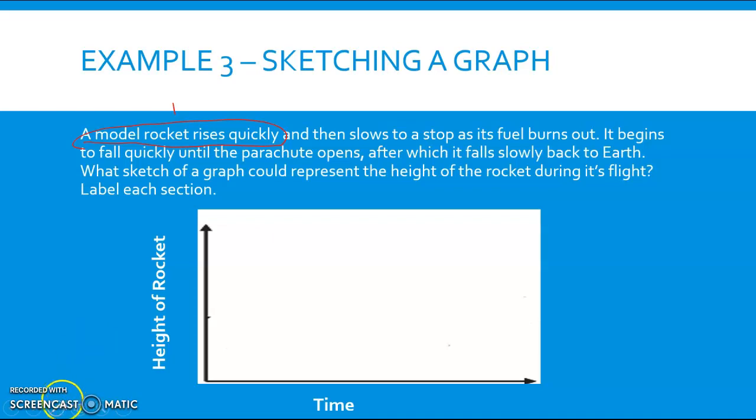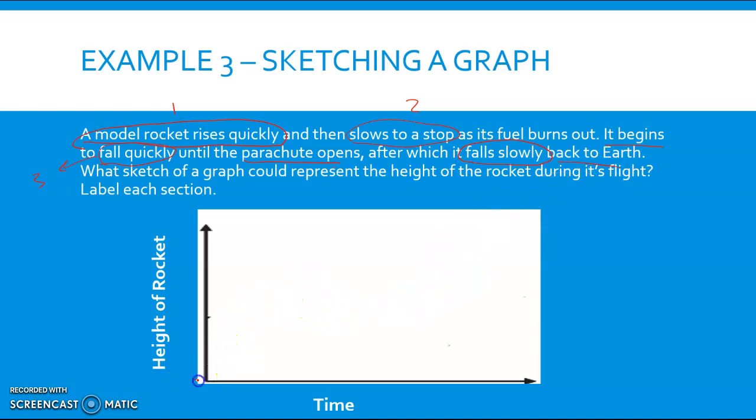Darn it, I have to get my pen back. Then it slows to a stop. Right? That's going to be interval 2 as the fuel burns out. It begins to fall quickly. Okay, that's going to be interval 3. Until a parachute opens, after which it falls slowly back to Earth. Okay, it falls slowly back to Earth, which would represent, obviously, 0, right?